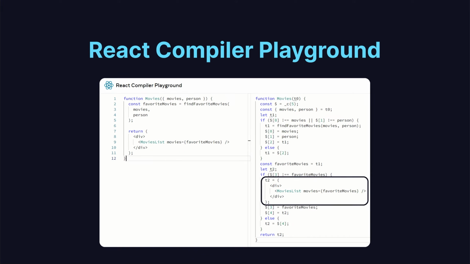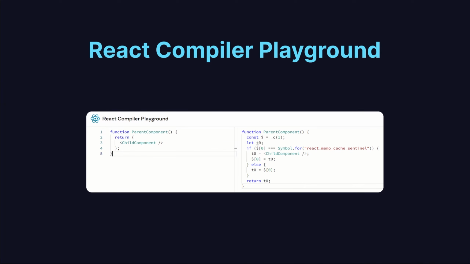It does that by memoizing the output of the component. Since the output depends only on favorite movies, if they differ from the cached value, the output is recalculated and cached. And if the favorite movies stay the same, the cached value is reused. If we check how the output of the compiler looks like for a component with a single child that doesn't have any props, we can see it is using a symbol.